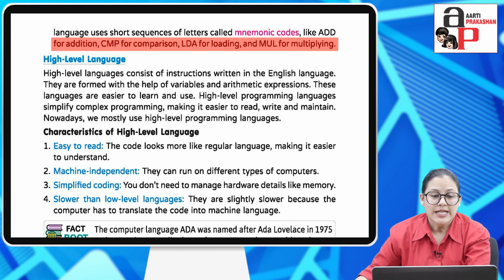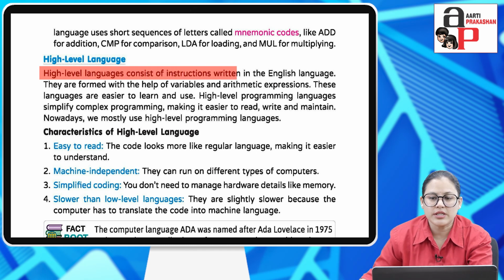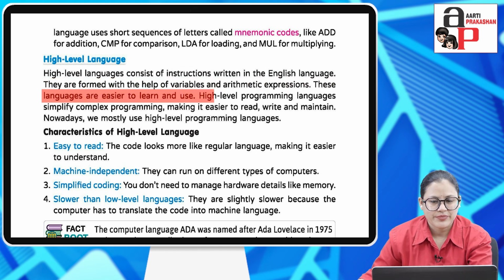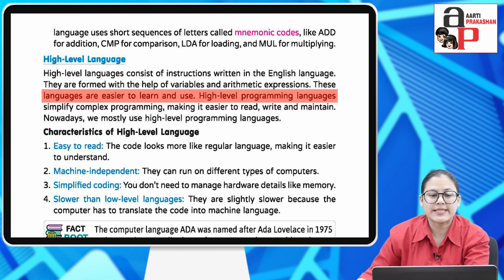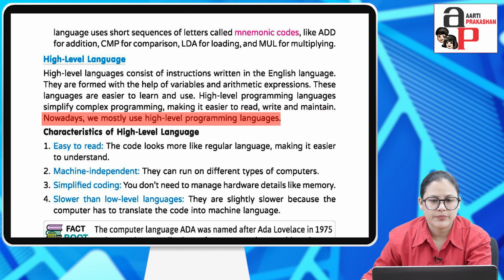High level language. High level language consists of instructions written in the English language. They are formed with the help of variables and arithmetic expressions. These languages are easier to learn and use. High level programming languages simplify complex programming, making it easier to read, write, and maintain. Nowadays, we mostly use high-level programming languages.